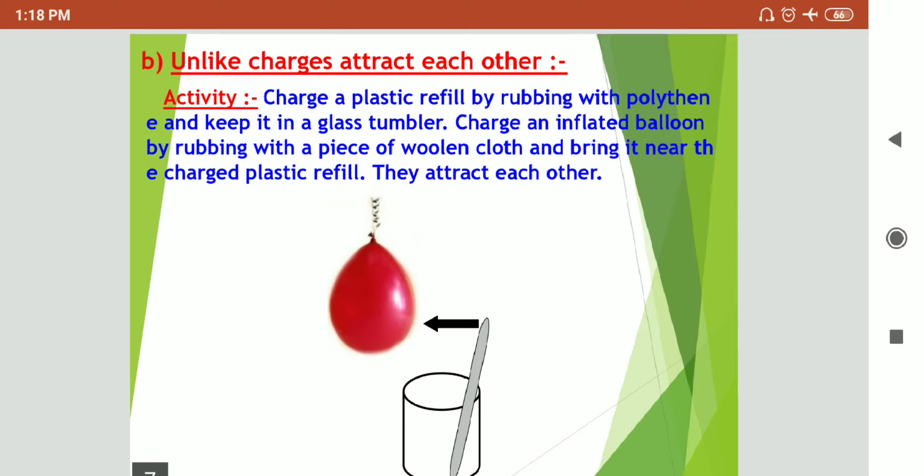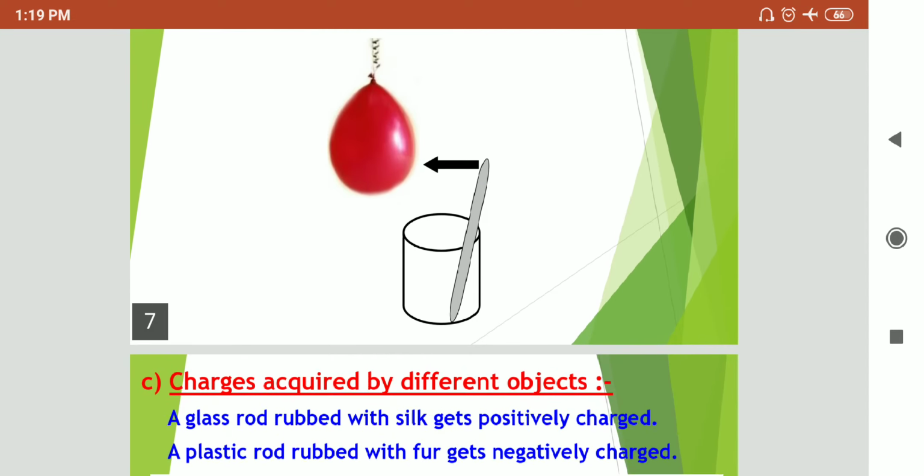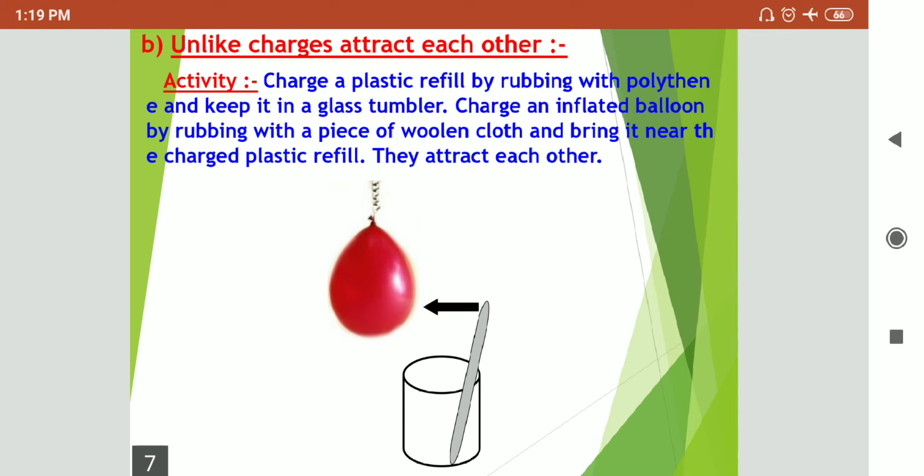So children, this was the concept of charges, how unlike and like charges attract and repel each other. We can perform different activities. In the next video we'll continue the concept of attraction and repulsion.